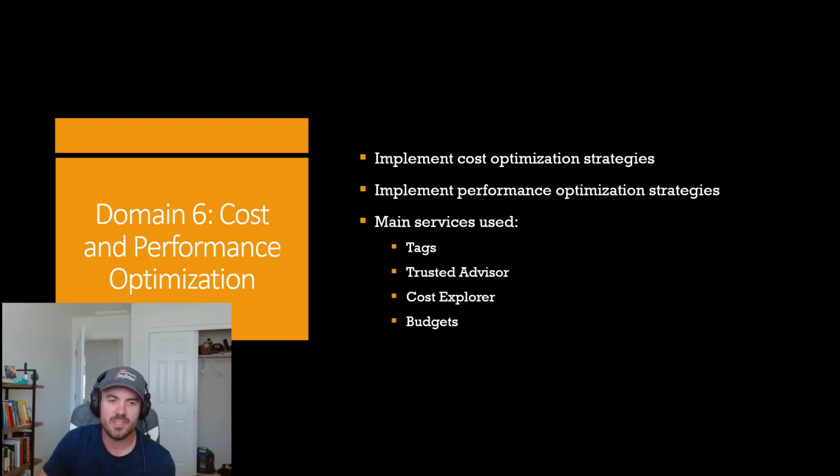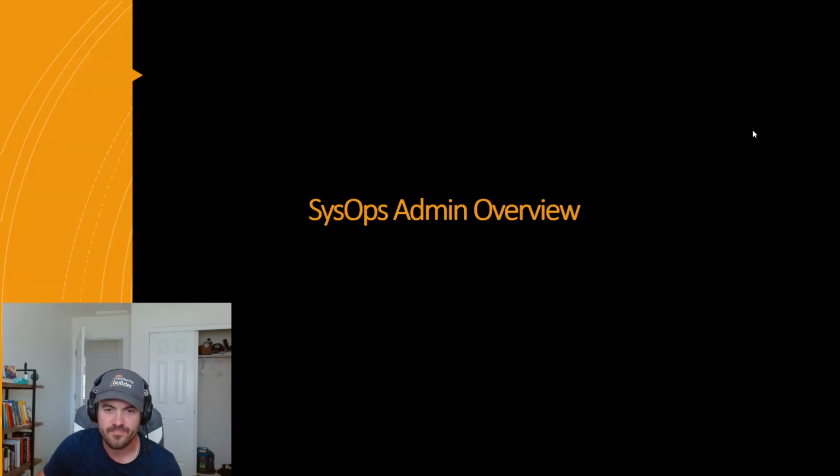So domain 6, the last but certainly not least domain, is going to be cost and performance optimization. Any kind of business needs to keep track of the books, saving money where they can, not spending money unnecessarily. So we're going to look at some cost optimization strategies and how to implement performance optimization strategies as well, so we kind of get the best of both worlds. So we'll be looking at tags, which is kind of the bread and butter here of cost, Trusted Advisor, Cost Explorer, and budgets. Okay?